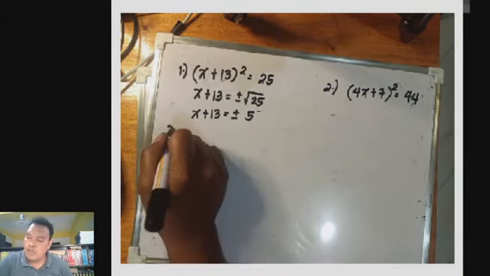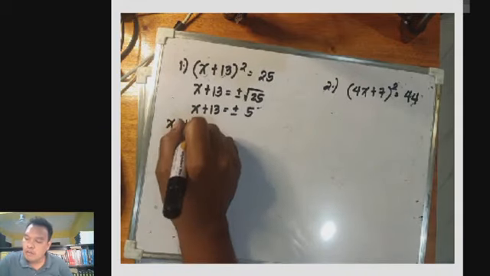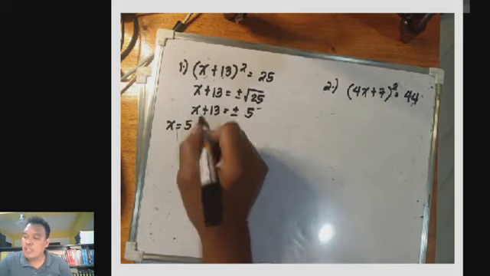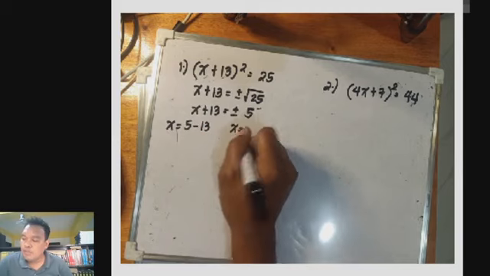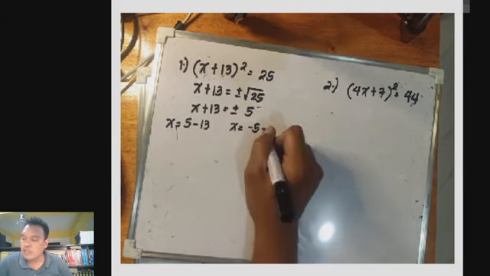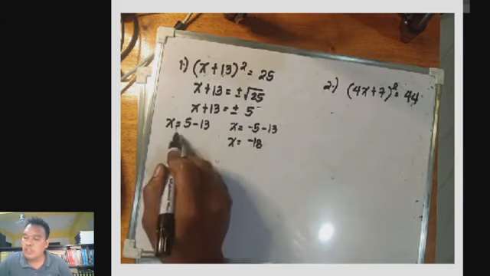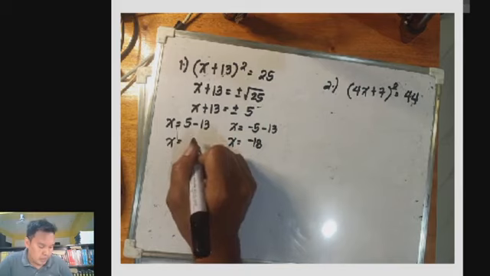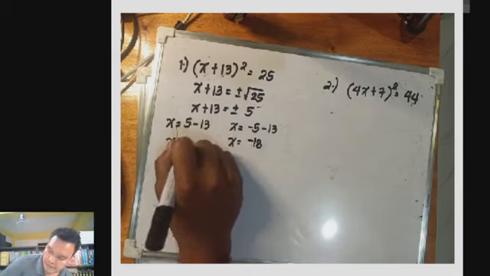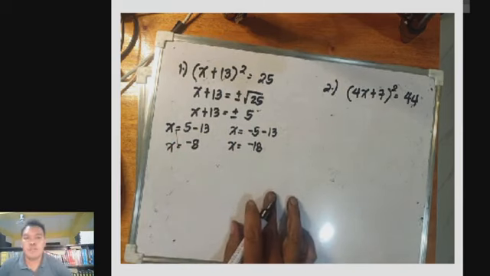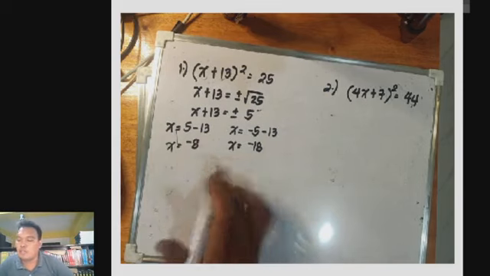Okay? So one root is x equals positive 5, plus 5, then moving the other to the other side becomes minus 13. Then the other is x equals negative 5, and when moved again, negative 13. So therefore, x is equivalent to negative 18 for this one. Then here, x is equivalent to 8. Negative 8. So therefore, the roots will be x equals negative 8 and x equals negative 18.